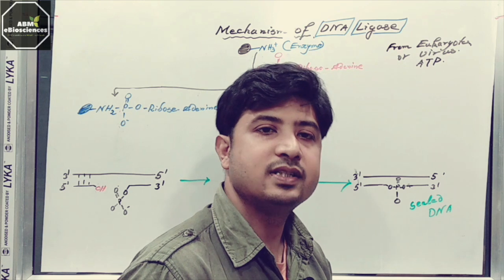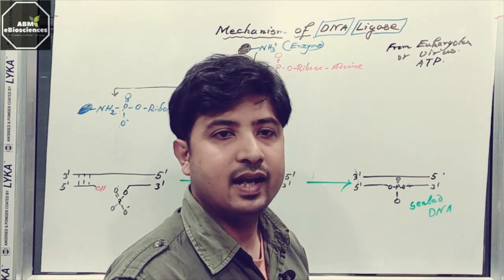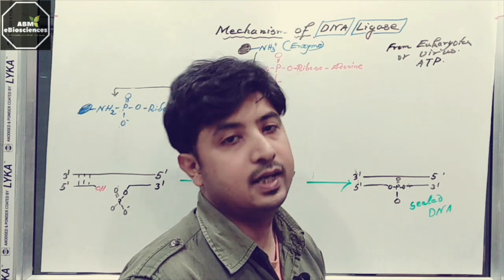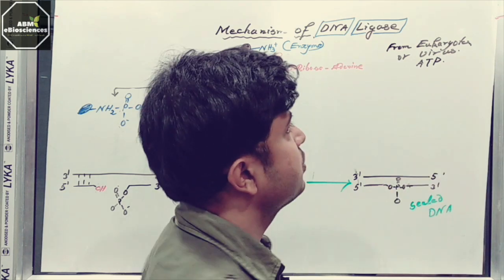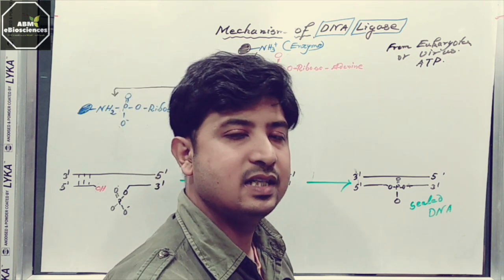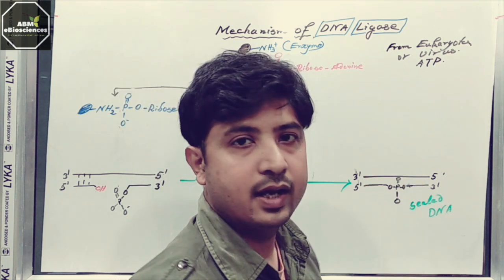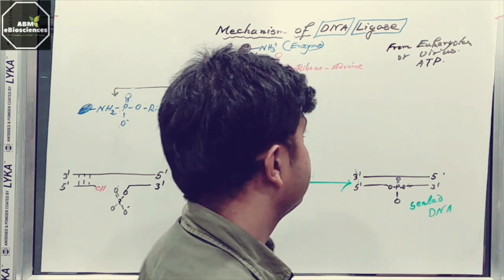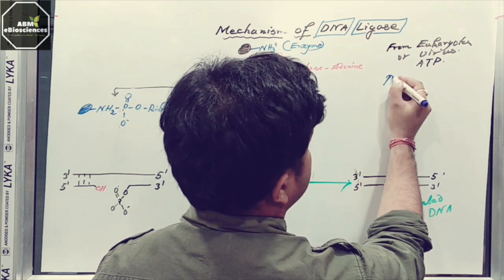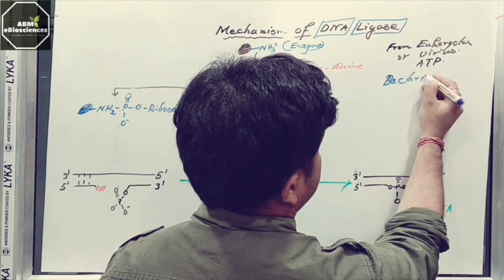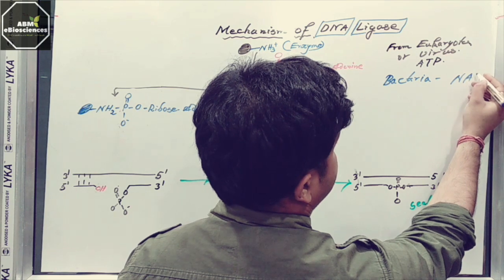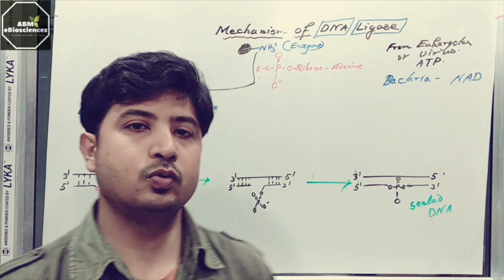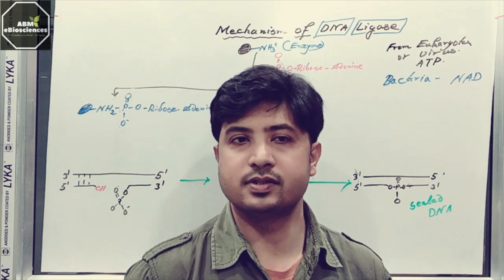That nick is sealed by DNA ligase enzymes, and they can use two types of energy source, that is ATP or NAD. If the enzyme is from eukaryotes or viruses, it will be using ATP, and if it is from bacteria, it will be using NAD. So this is the basic difference between the two types of DNA ligase enzymes.